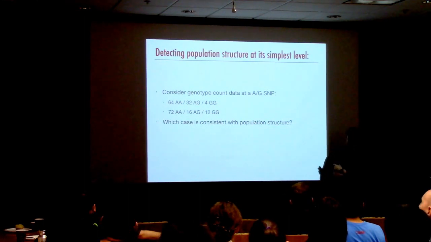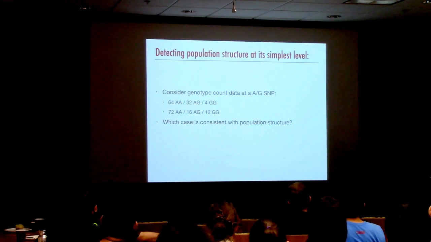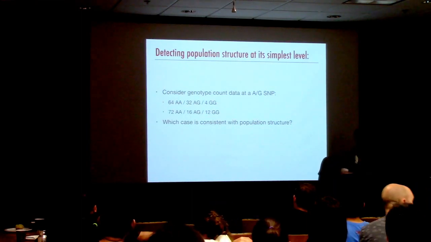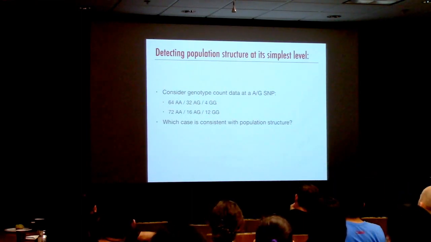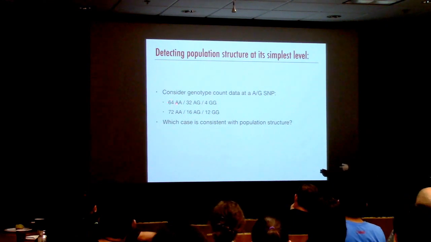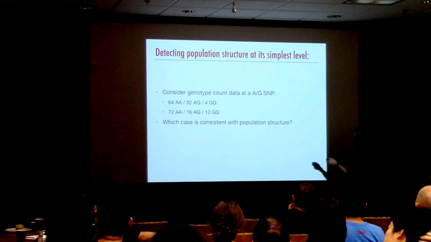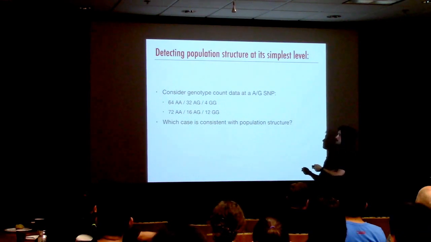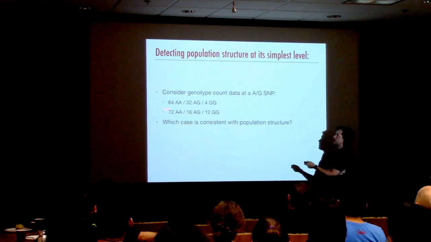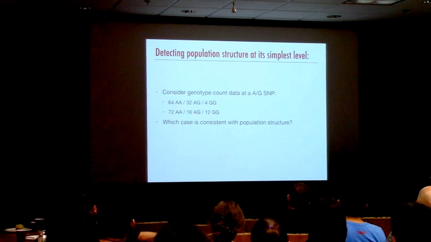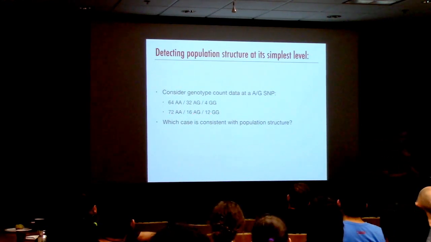Okay. So let's just think about a single SNP, which we can summarize with genotype counts. So an A/G SNP where we have 64 individuals who have the AA genotype, 32 have the AG, 4 who have the GG in one, say, population. And then in the other case, we've got 72, 16, and 12. So already from this data, you can detect population structure, if you know what you're looking for.